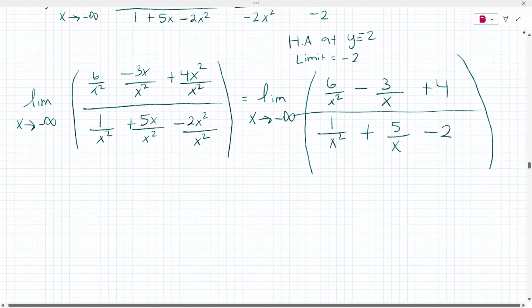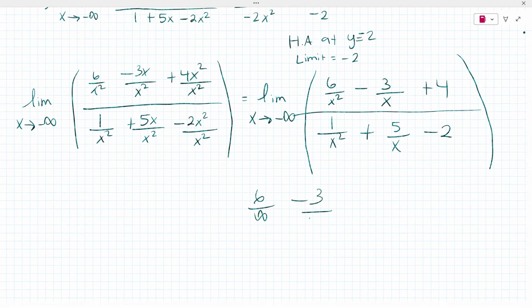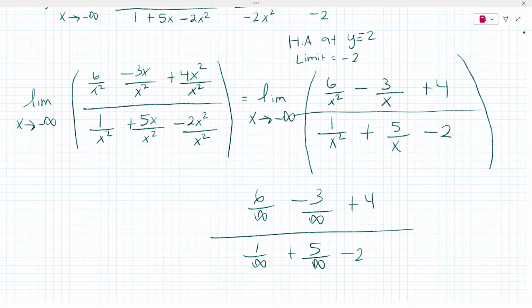Okay, so then just plug in infinity for x. So 6 over infinity minus 3 over infinity plus 4, over 1 over infinity plus 5 over infinity minus 2. 6 over infinity is 0. Minus 3 over infinity is 0 plus 4. 1 over infinity is 0 plus 5 over infinity is 0 minus 2. 4 over -2, which is -2.